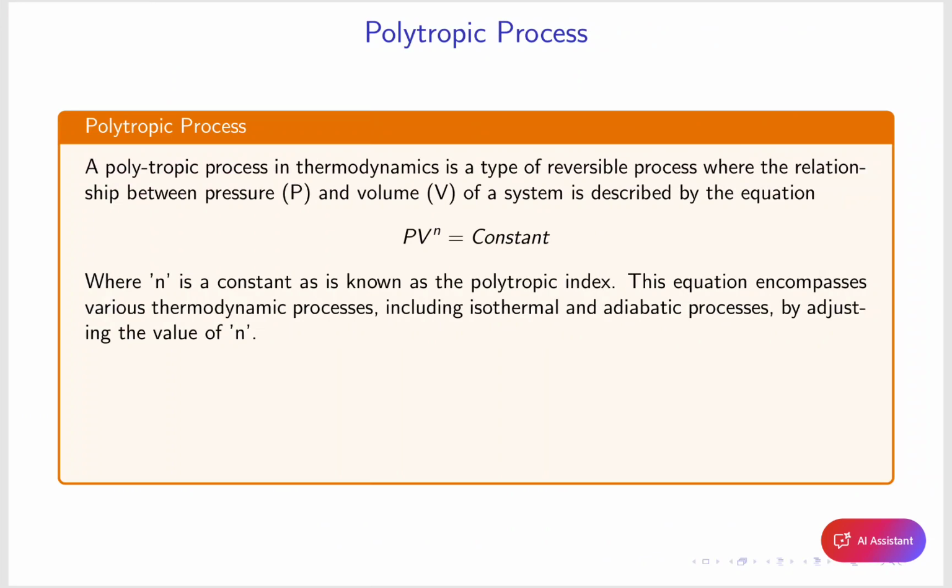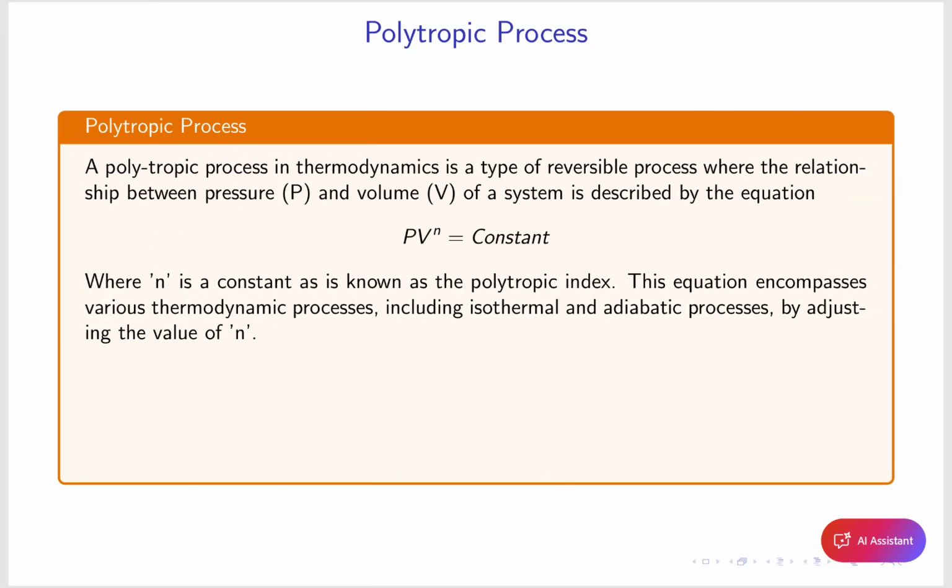So, a polytropic process in thermodynamics is a type of reversible process where the relationship between pressure and volume of a system is described by the equation PV^n = constant, where n is constant and is known as the polytropic index. This equation encompasses various thermodynamic processes, including isothermal and adiabatic, by adjusting the value of n.